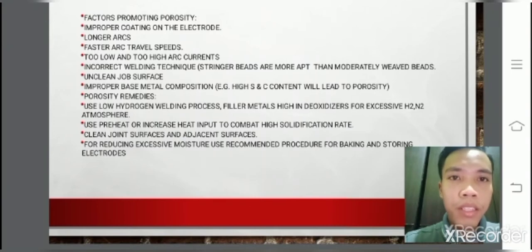unclean joint surface, improper base metal composition. Porosity remedies: use a low hydrogen welding process, use filler metal high in deoxidizers for excess H2 and N2 atmosphere. Use preheat or increase heat input to combat high solidification rate. Clean the joint surface and adjacent surface. For reducing excessive moisture, use the proper procedure for baking and storing electrodes.